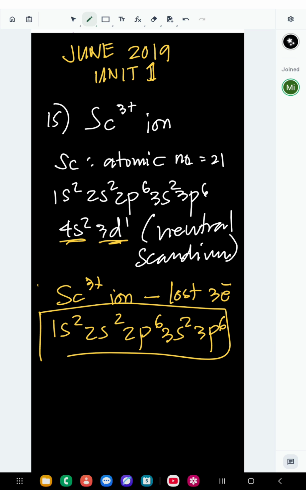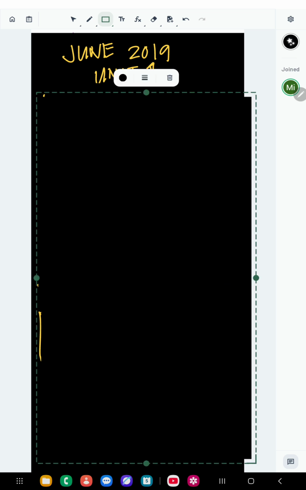Okay, we're on number 16. What is the name of the product when the molecule reacts with chlorine gas? So what is the name of the product for that? 5,5-dichloro-2-methylpentane, 4,5-dichloro-2-methylpentane. Okay, what do we have here? We're given this skeletal structure.